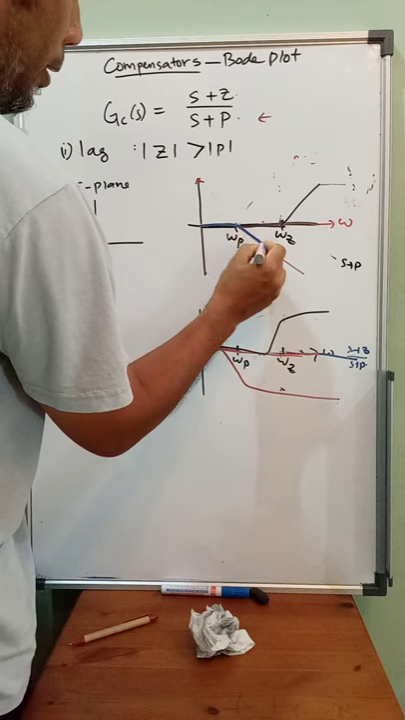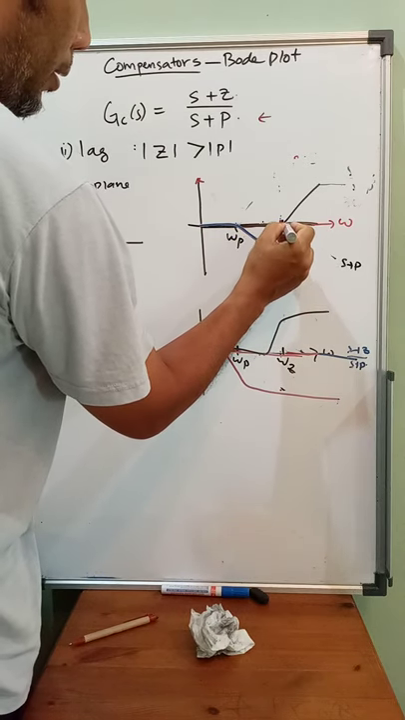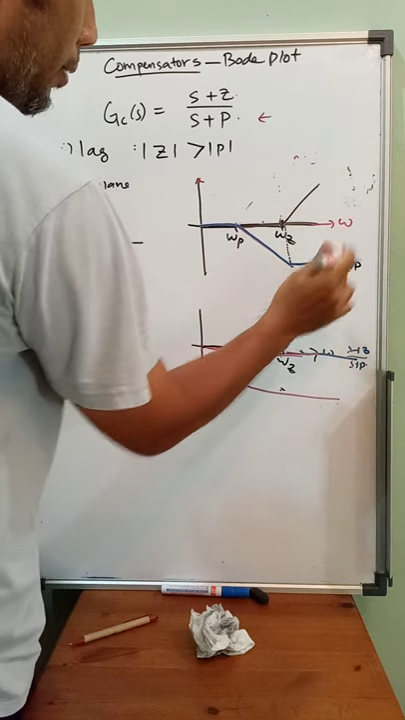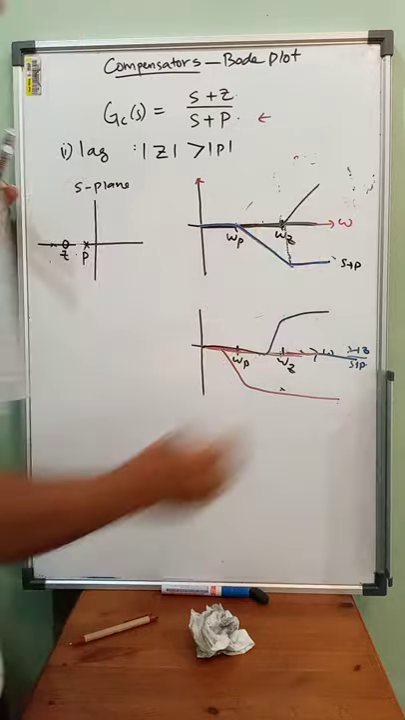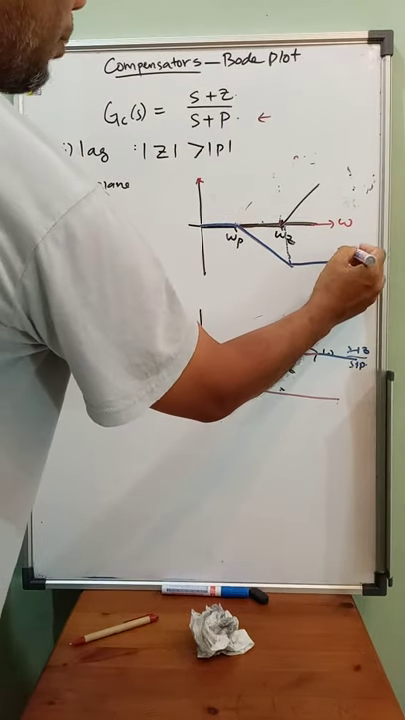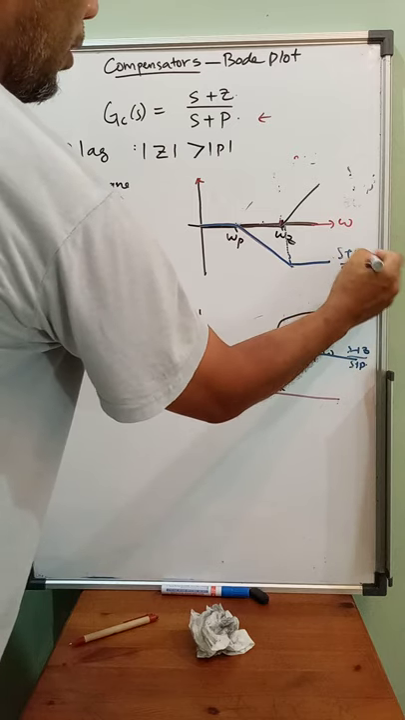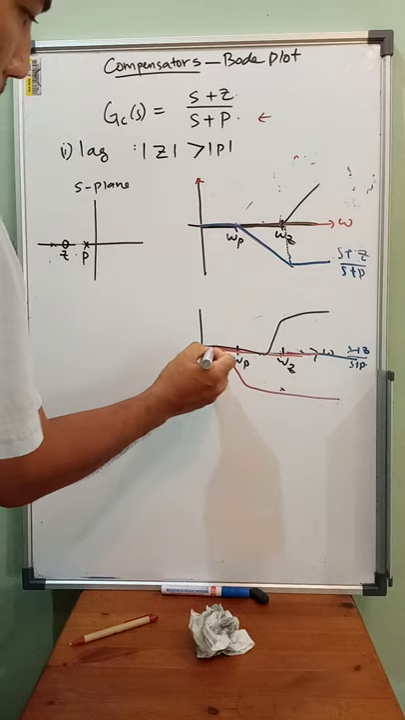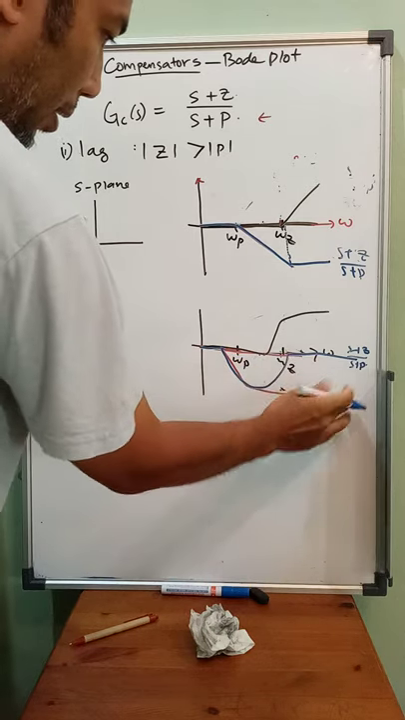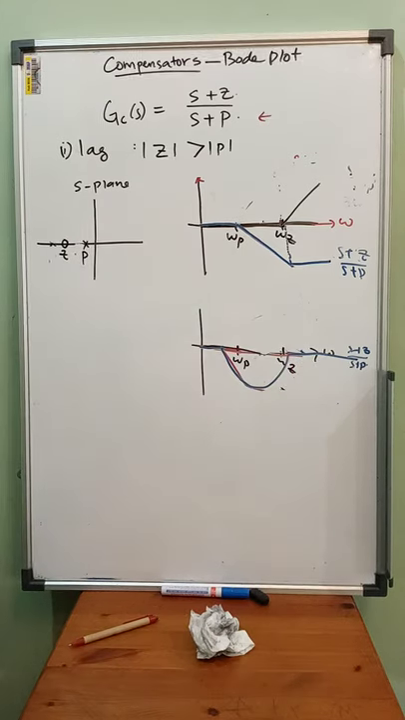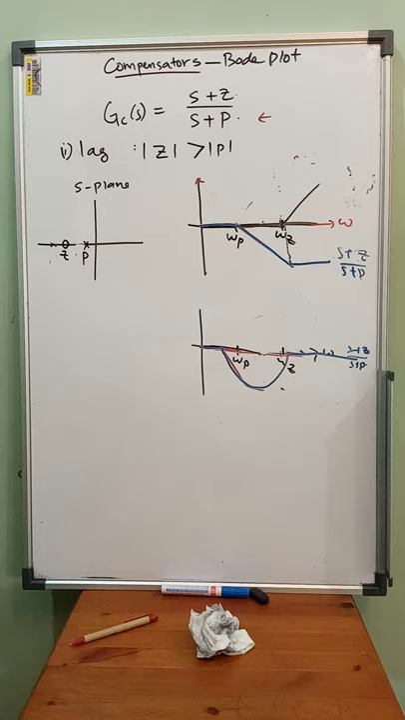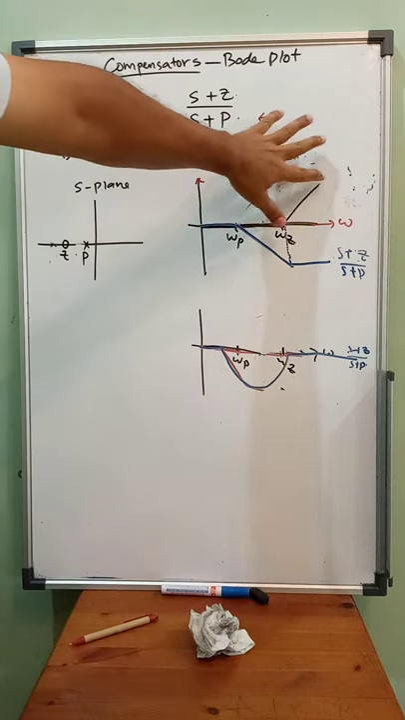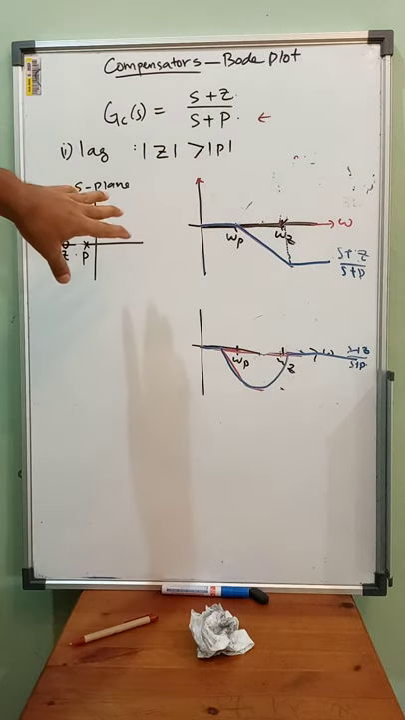Okay, then when we add them together, it will become this one, until here, then flat. This one is the total S plus Z over S plus P. This one will become minus. Total will be like this. For the phase, the first angle is negative. The gain is also reduced. The previous one increased the gain, the second one will be reducing the gain.